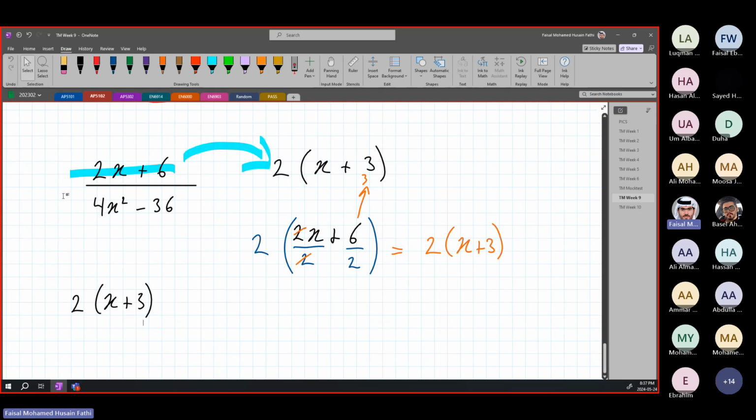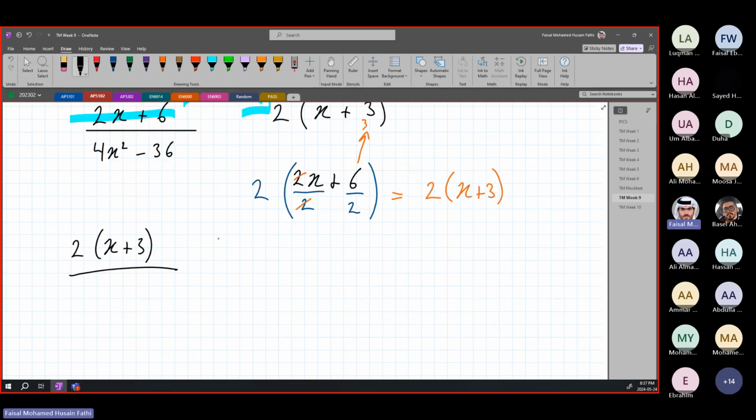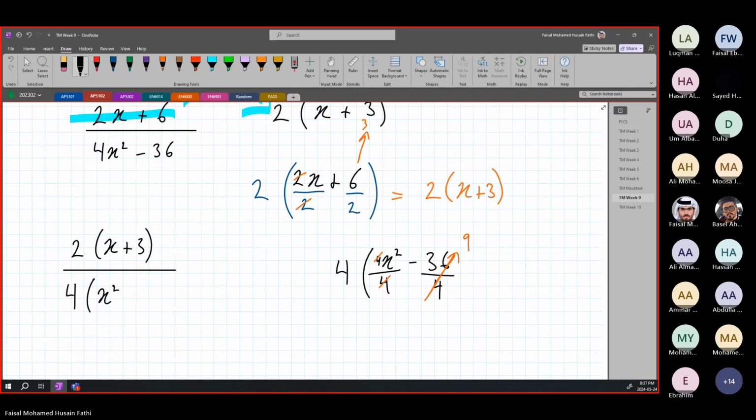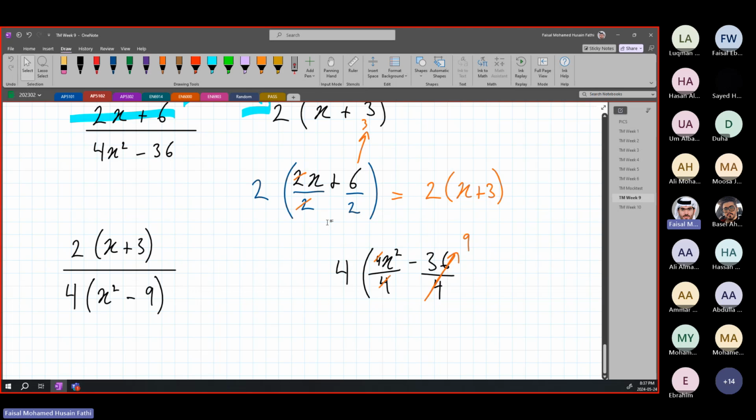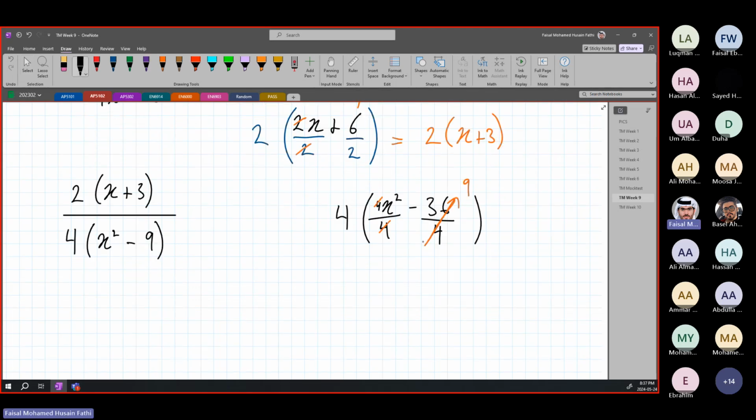Let's do the same thing for the bottom part now. Let's take the 4 as common. If you do the same exact idea, it's going to be 4 into 4x squared minus 36, each divided by 4. The 4 and the 4 cancel, leaving x squared at the start. Then 36 divided by 4 is 9. So this becomes x squared minus 9. This is how you find your common factor. Now this is the first step.